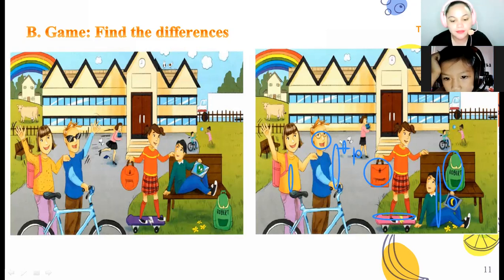Okay, that's correct. And then what else? The boy wearing a blue shirt in picture one raises his hand. And in picture two, the boy did not raise his hand. Yes. Next. The boy is sitting on the chair in picture number one, and in picture number two he is sitting on the grass. What else? The backpack in picture number one is on the grass, and the backpack in picture number two is on the chair. It's on the chair, yes.